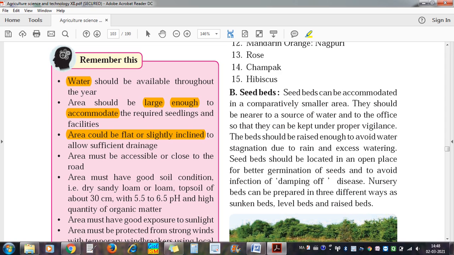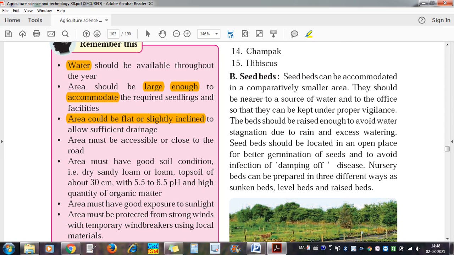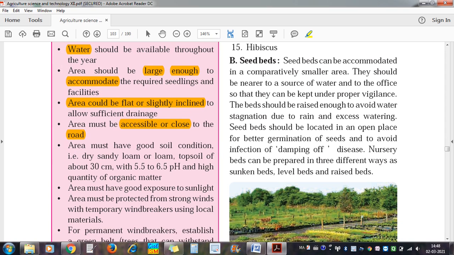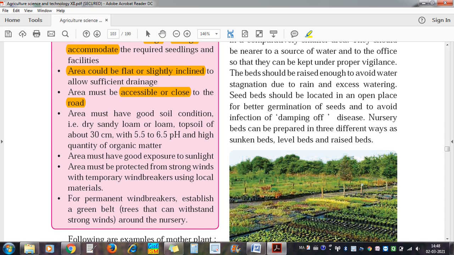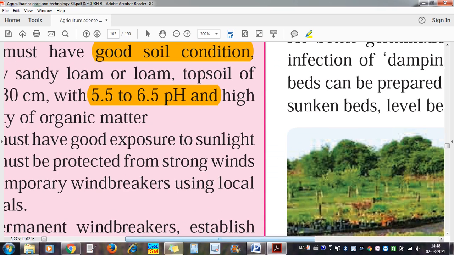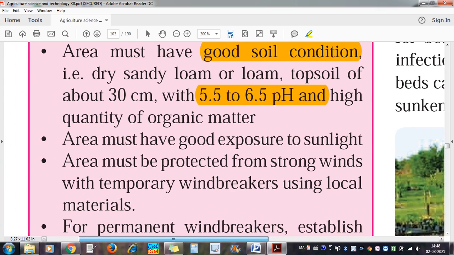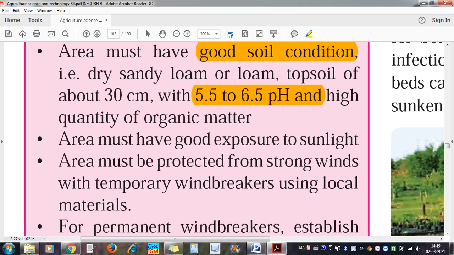Then the area should be close to the road, accessible to the road, so we can take inputs in and carry outputs out. So these are important. Then the soil should be of good condition. The pH of soil should be 5.5 to 6.5, and organic manure should be richly available.